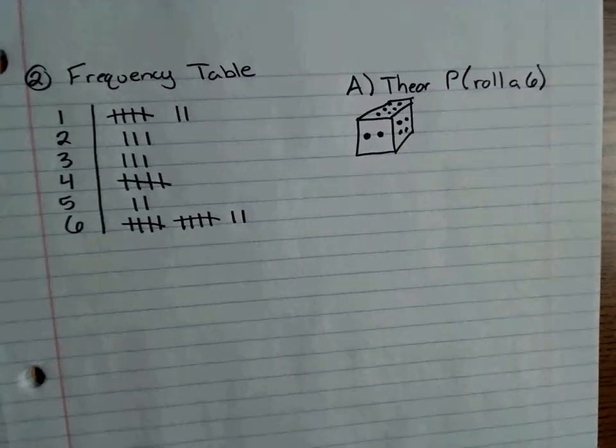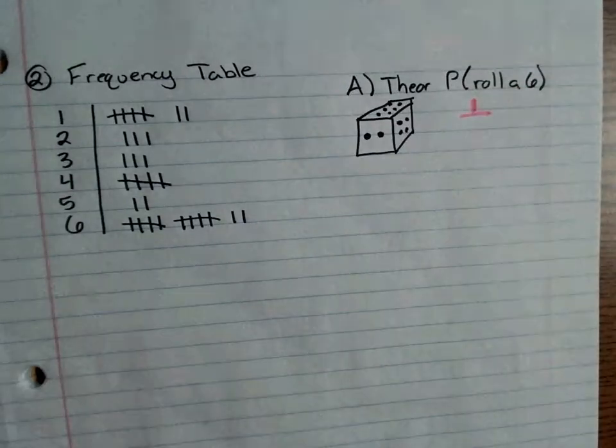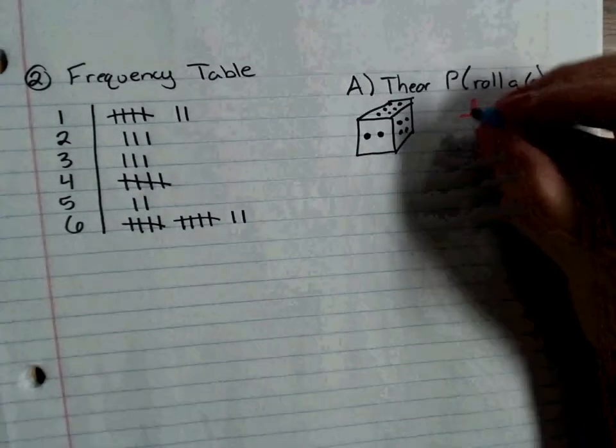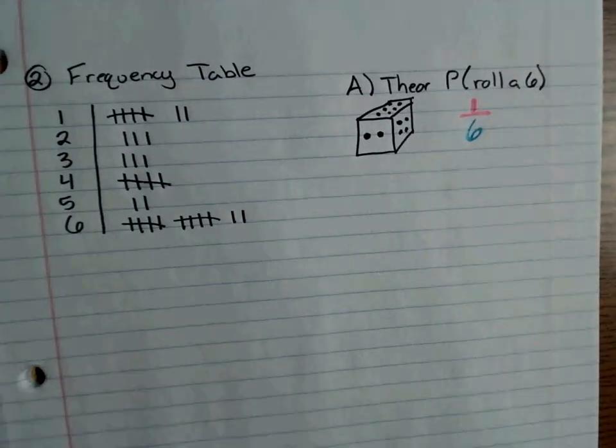So I want the theoretical probability of landing on a 6. So how many 6s occur on the number cube? 1 out of 6, right? So in theory, I should land on a 6 1/6 of the time, or roughly around 17% of the time.